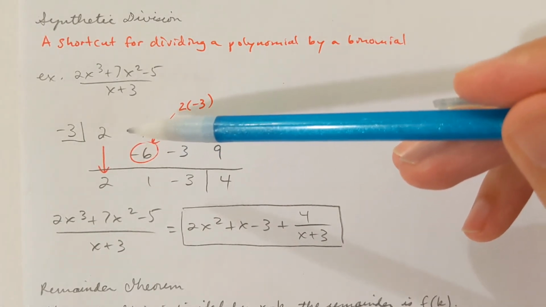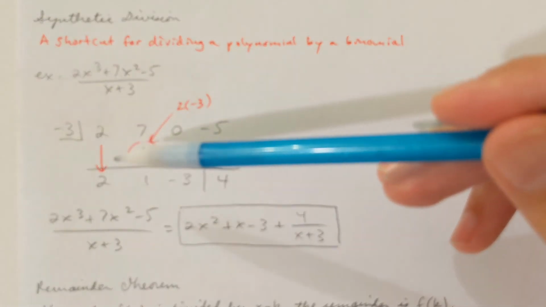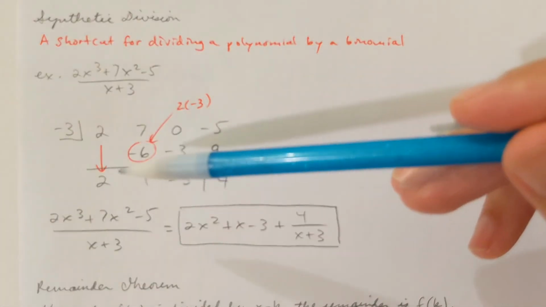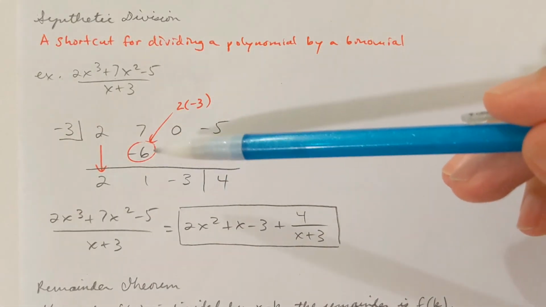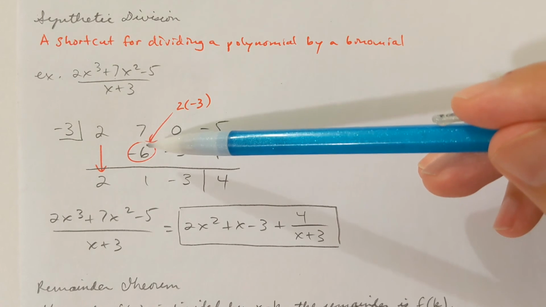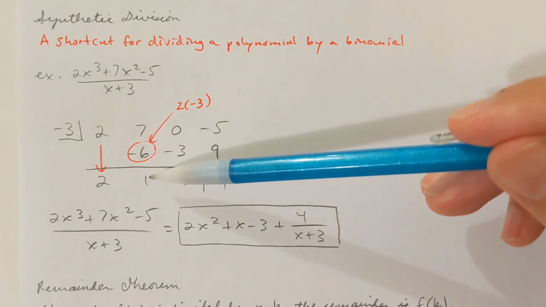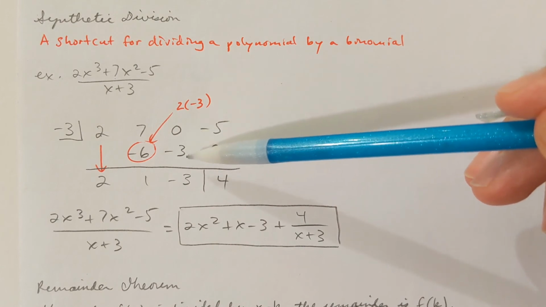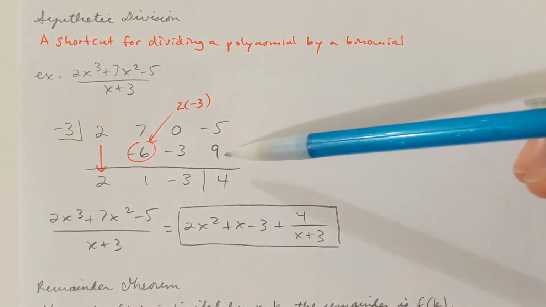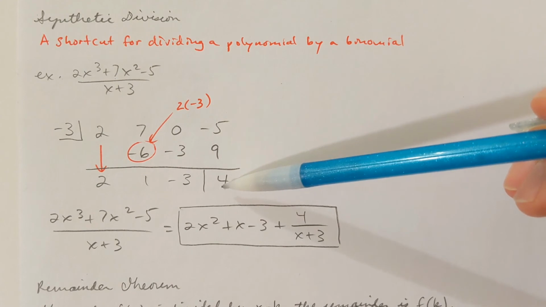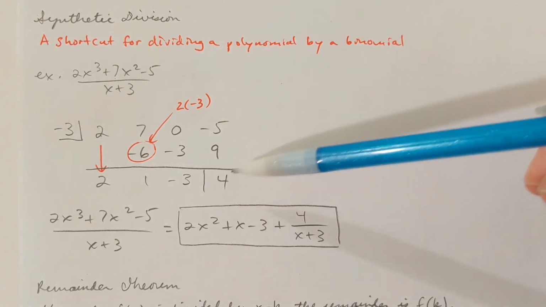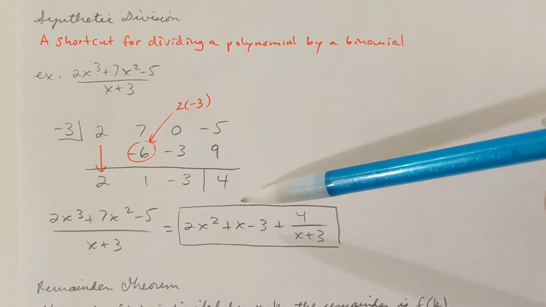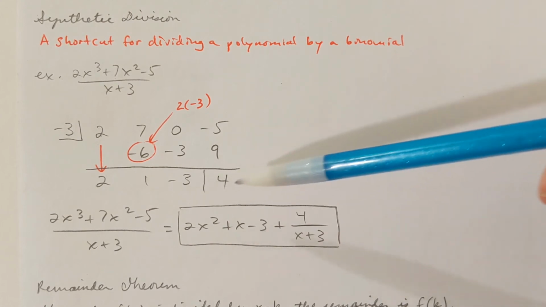To begin dividing, I bring down the quotient, 2, and then I take 2 times negative 3, which is negative 6. 7 plus negative 6 gives me 1. 1 times negative 3 is negative 3. 0 plus negative 3 is negative 3. Negative 3 times negative 3 is 9. Negative 5 plus 9 is 4. You might see a vertical line to the left of that. You don't need to have that if you don't want.